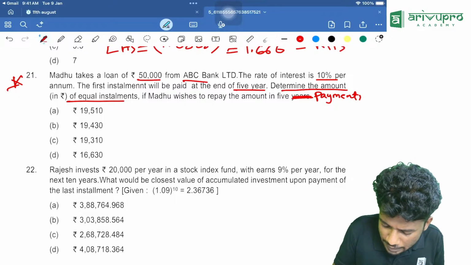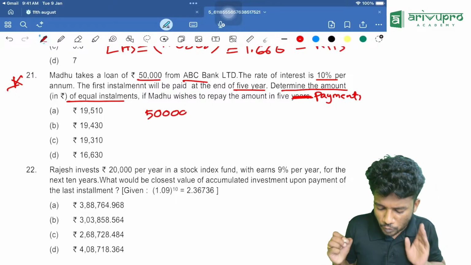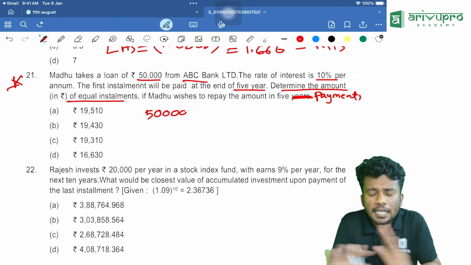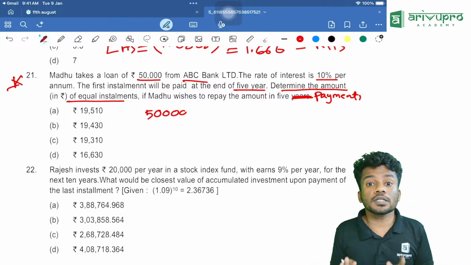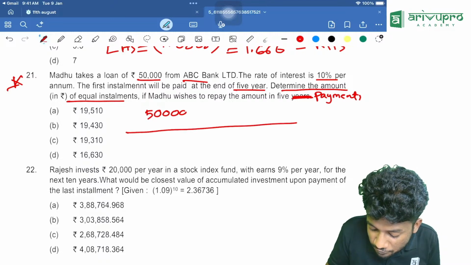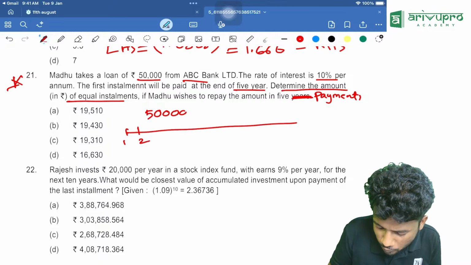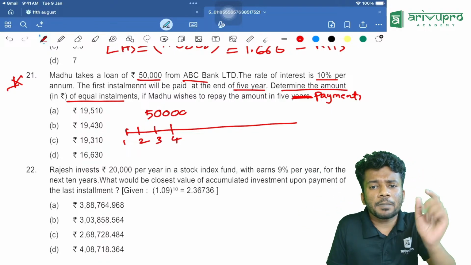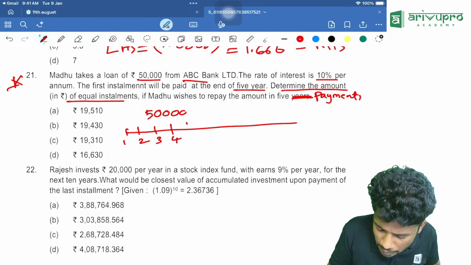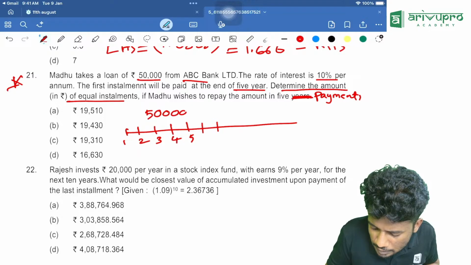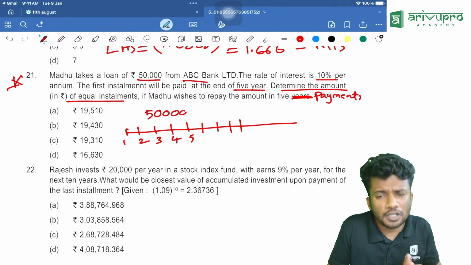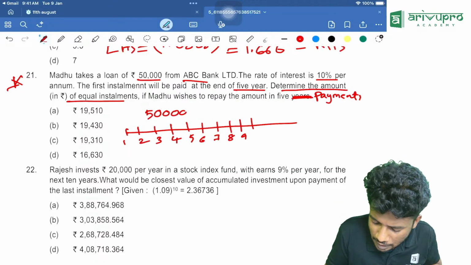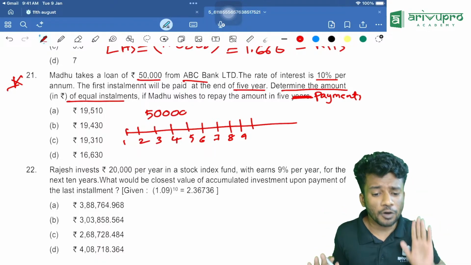That means you take a loan of 50,000, this is the loan amount, and you are not going to pay anything till 4 years. First year, second year, third year, 4th year. Till the 4th year, you will not pay anything back. No annuity amount you are going to pay. But from the 5th year onwards, you will start paying, and in 5 installments you will pay everything. So 6, 7, 8, 9. So the n value over there is 5.